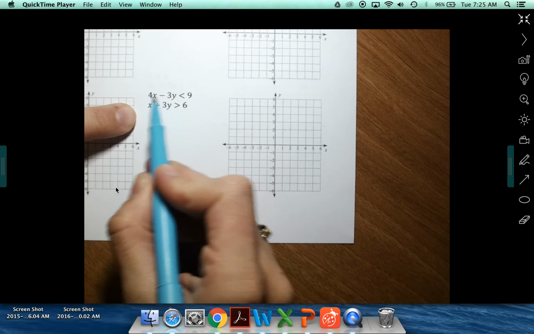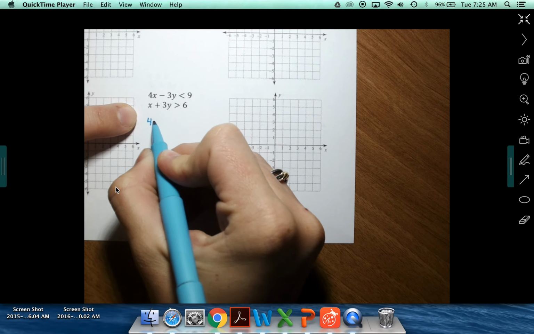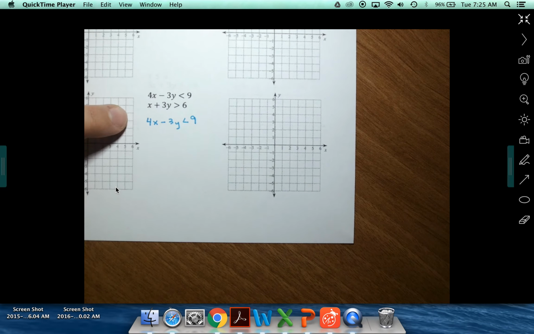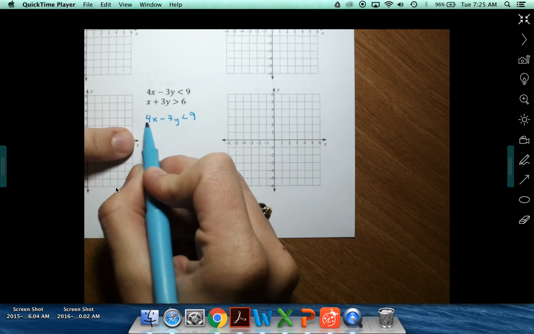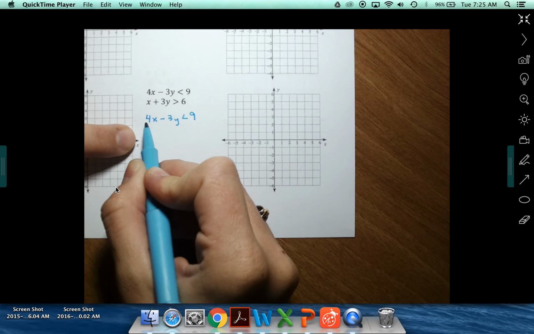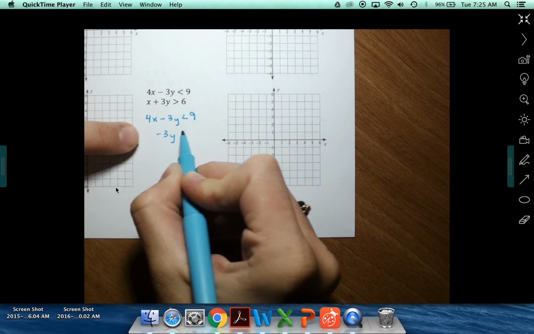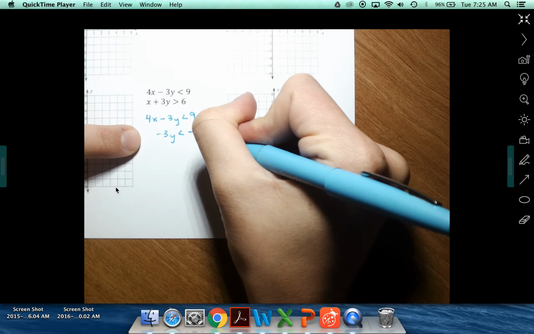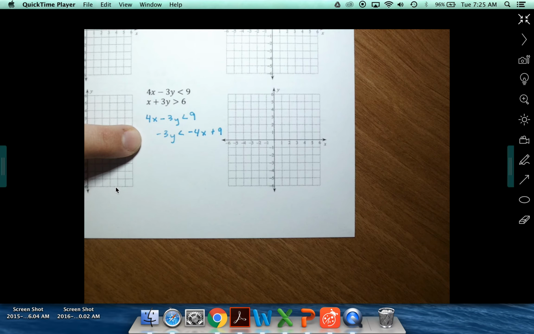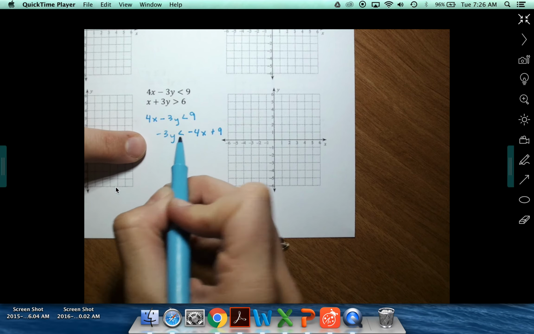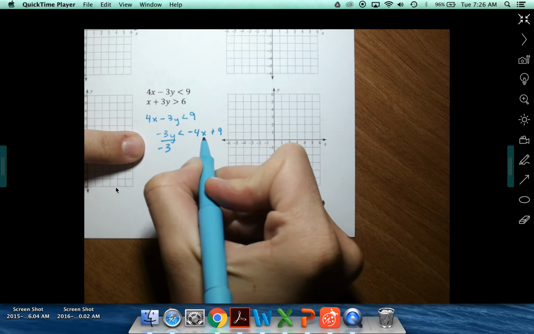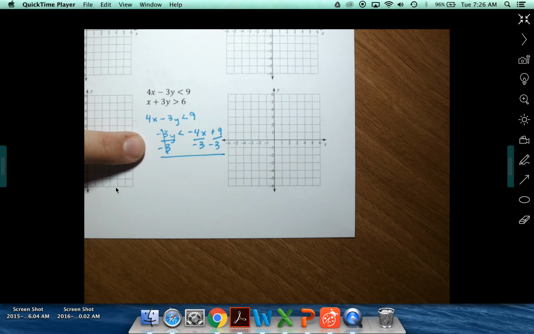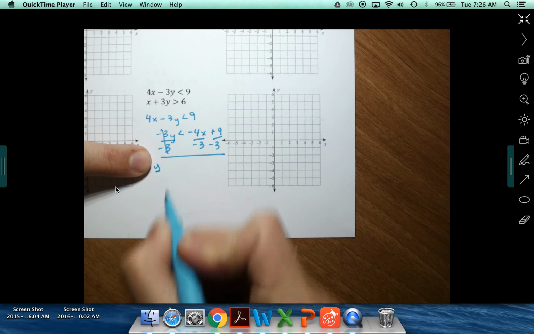So we'll start with this top one. We've got 4x minus 3y is less than 9, okay? So the first thing I'm going to do is move this 4x over. It's a positive 4x, so when I move it, obviously it's going to become negative. So it'll be negative 4x plus 9 on that side. Now we've got to get the y by itself, so I'll divide everything by negative 3. So now I've got that y by itself.